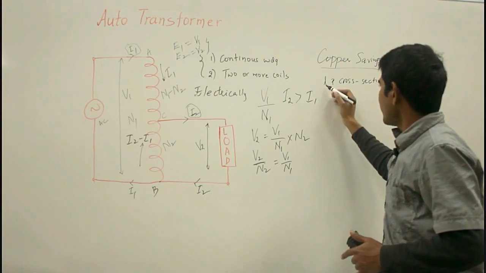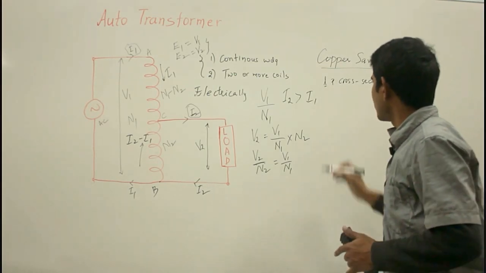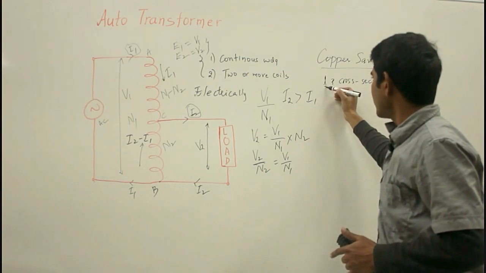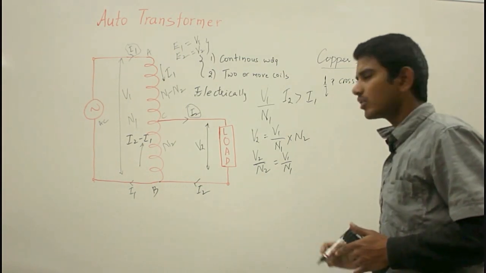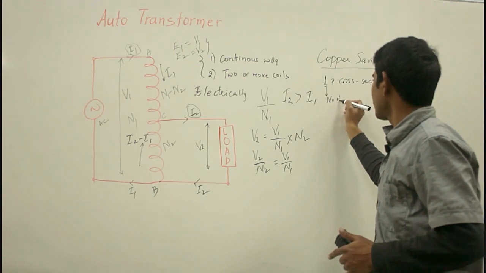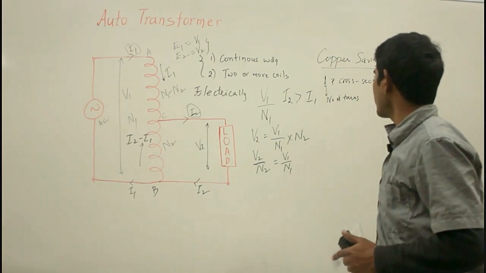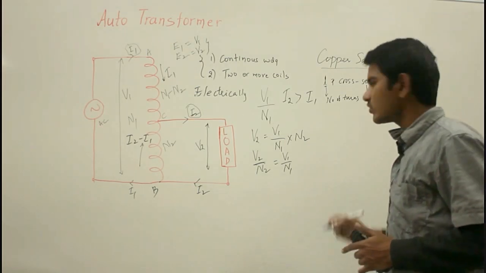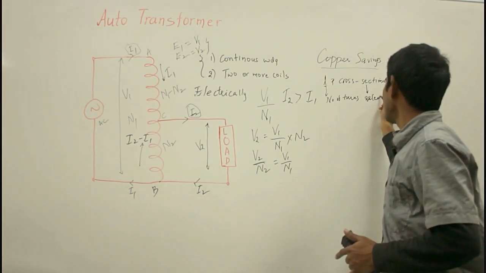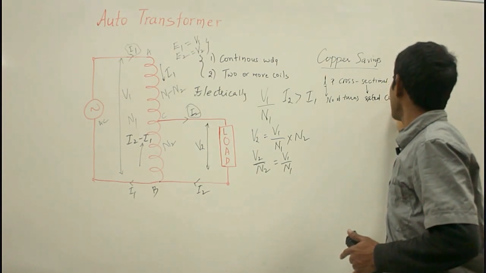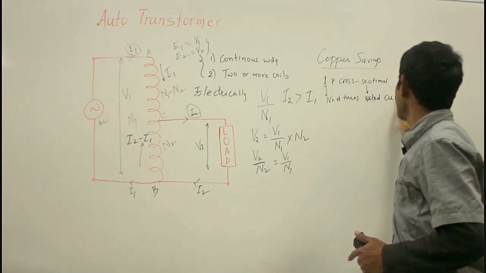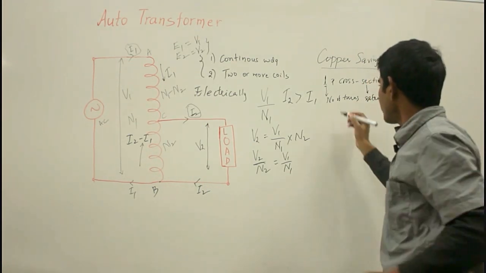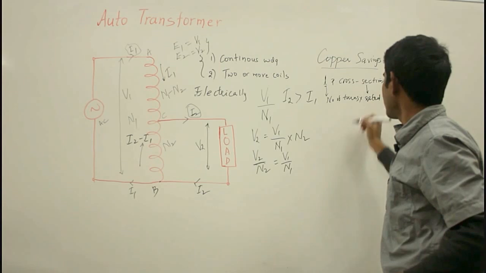So now the weight of copper is dependent on the length and the cross sectional area, and the length is proportional to the number of turns, whereas the cross sectional area of the conductor varies with the rated current. So the weight of copper can be given as a product of the number of turns into the rated current.